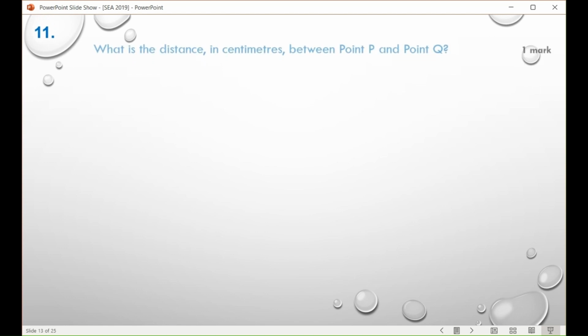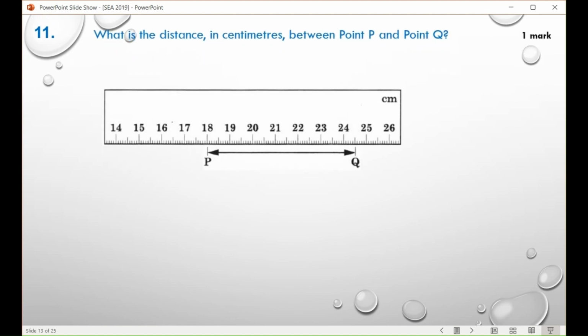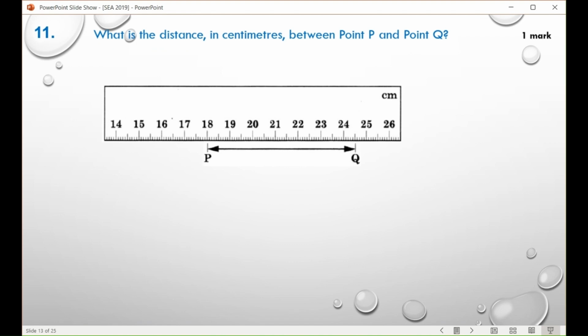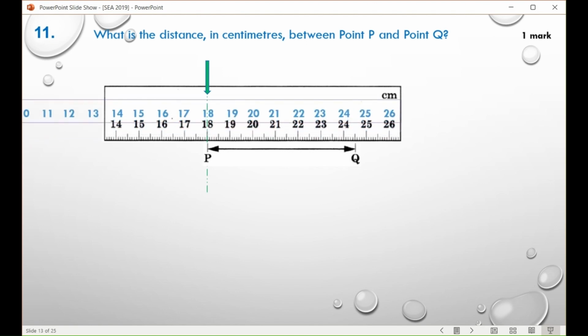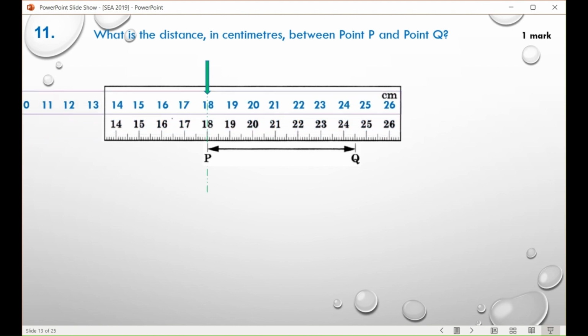Number 11. What is the distance in centimeters between point P and point Q? If we think about where it's starting, with the green arrow indicating 18, we want to know how far it is from P to Q. There are a couple of different ways to do this. Let's recall that this is actually part of a ruler. So the ruler actually runs straight across and it doesn't fit onto the page anymore.